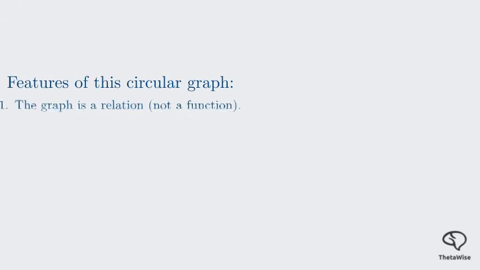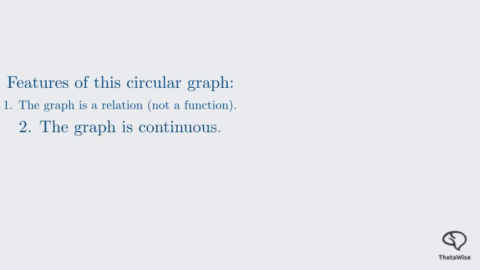First, a circular graph is a relation, not a function. Why is that? Because a vertical line can cut through the graph at two different places. This means for a single x value, there can be two corresponding y values. Second, the graph is continuous. You can draw it with one smooth, uninterrupted motion, meaning there are no breaks or holes in the line.